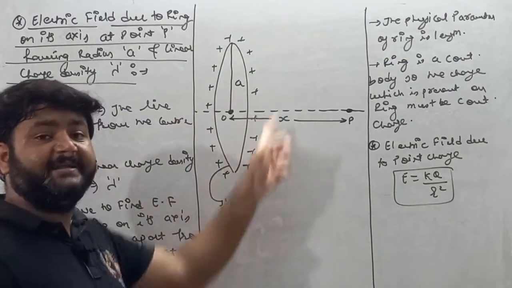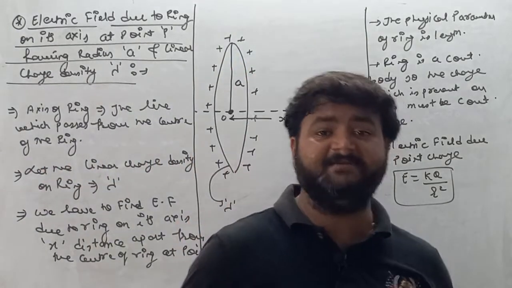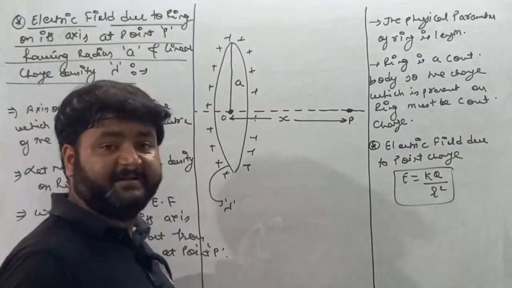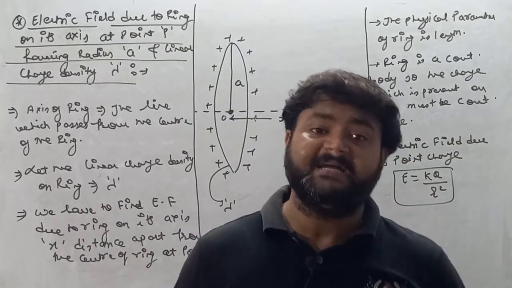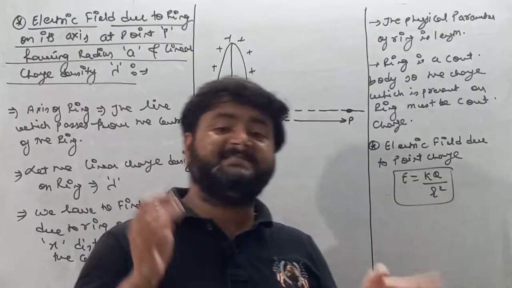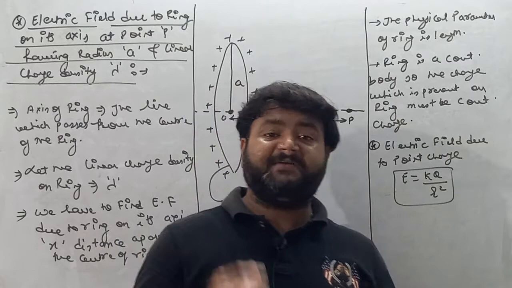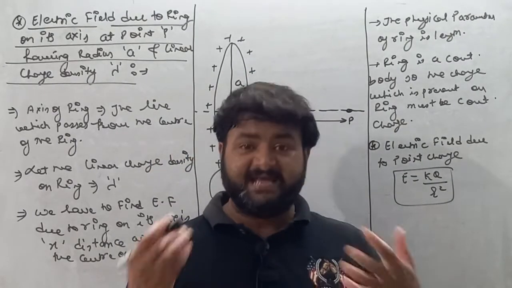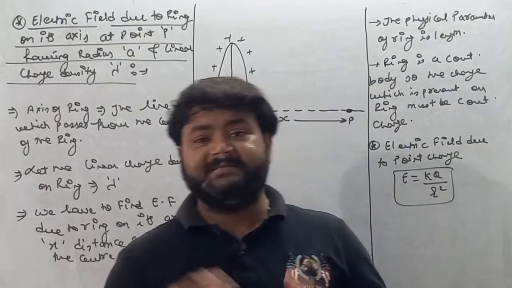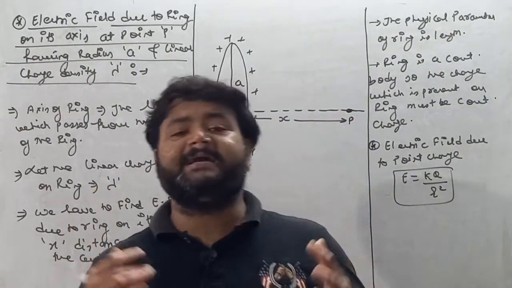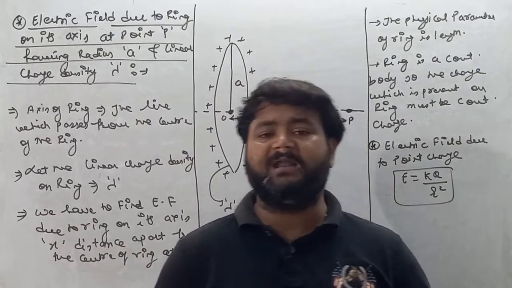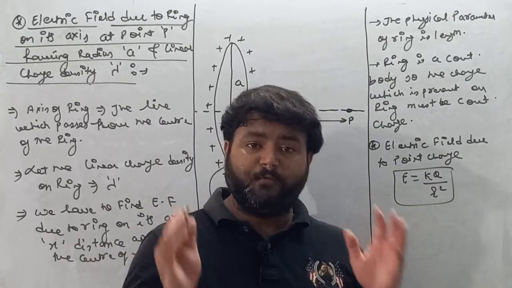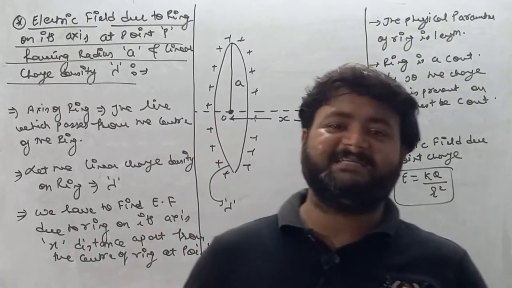which is present on ring is not a point charge, it is continuous charge, or we can say extended charge, because this charge is present on ring, and ring is not a point mass, it is a continuous body, or we can say continuous mass. So if the charge which is present on ring is continuous charge, or extended charge, we know that for extended charge we cannot find electric field with this formula, which is kq by r square, because this formula is valid only for point charge, not for extended charge.